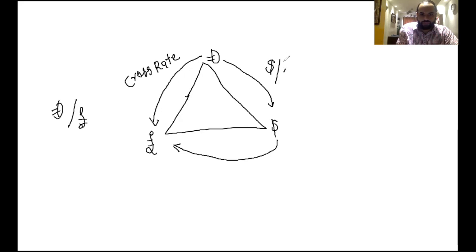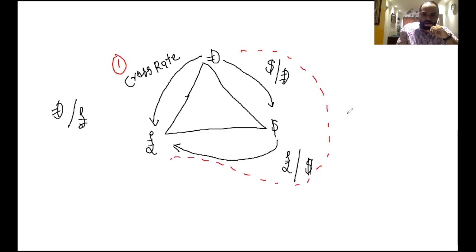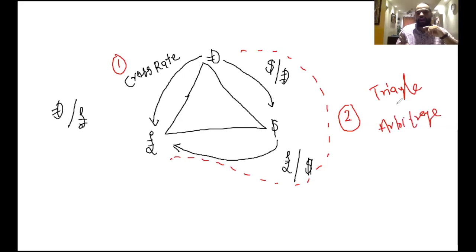So if you choose this option, route one and route two, if you choose route two, this is called triangle arbitrage. That's the meaning of triangle arbitrage.